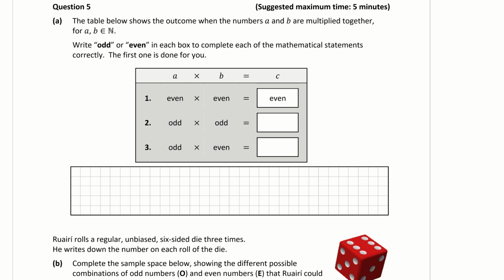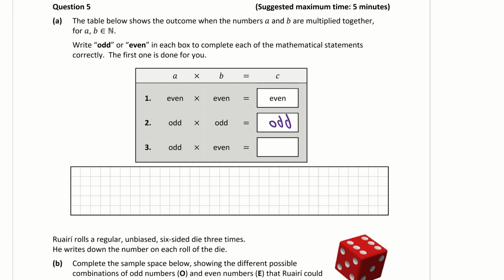The table below shows the outcome when the numbers A and B are multiplied together. A and B are natural numbers. Write odd or even in the box to complete each of the mathematical statements correctly. So even by even must always give me an even number. An odd by an odd will always give you an odd.